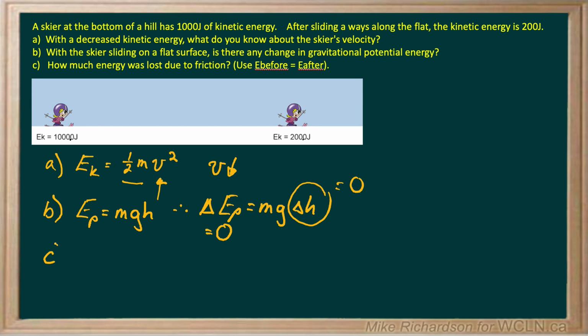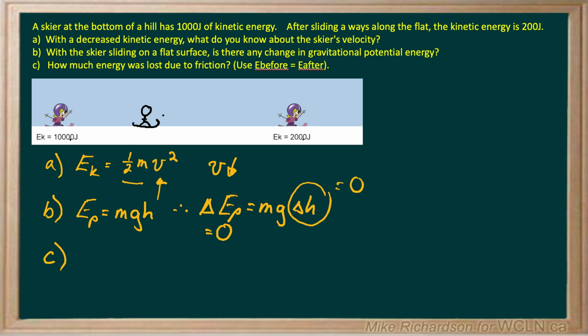And in part C, how much energy was lost due to friction? Well, as he skis along, there are some losses. Now we're assuming all the losses in this case are due to heat from the skis and the snow in contact with each other. But there would be some minor losses due to sound and a few other things, deforming the skis and things like that.